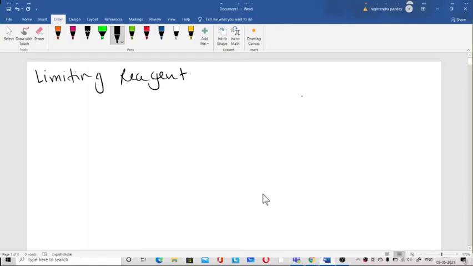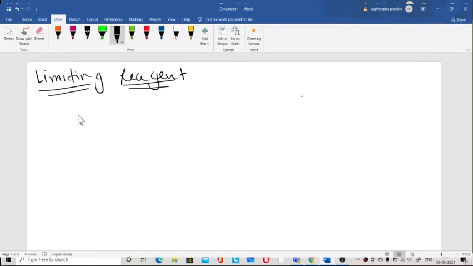Okay, so now we are again doing this limiting reagent concept. Last time what we did was to find out the limiting reagent. Only two reactants were there last time, nitrogen, hydrogen, and this H2O2 and all that.